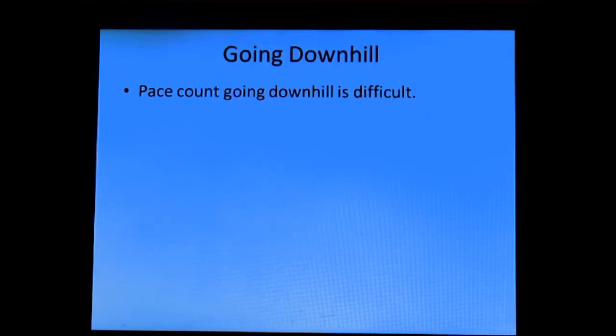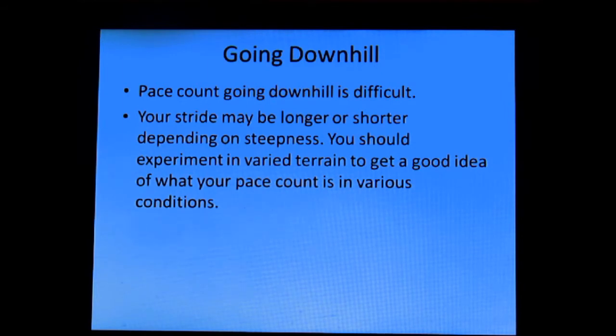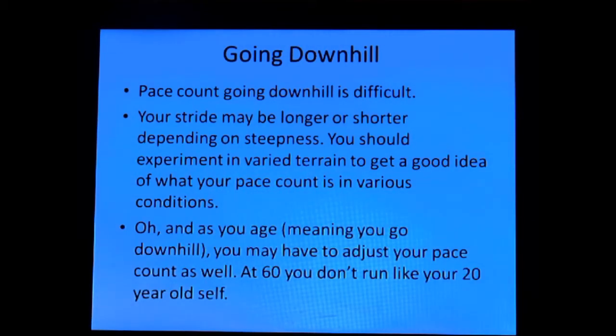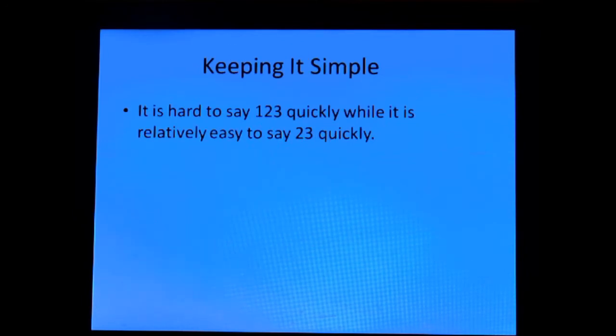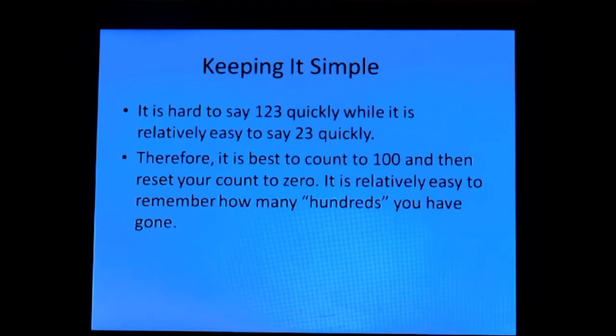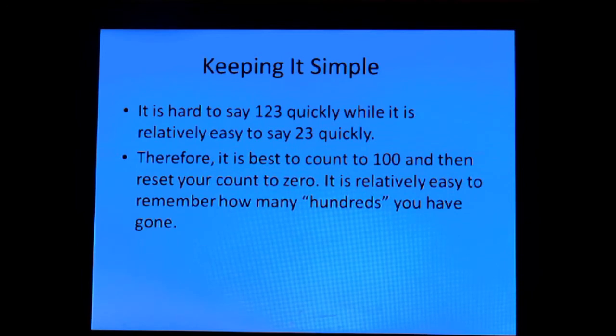Pace count going downhill is difficult. Your stride may be longer or shorter depending on the steepness. You should experiment in varied terrain to get a good idea of what your pace count is in various conditions. Oh, and as you age, meaning you go downhill, you may have to adjust your pace count as well. At 60, you don't run like your 20-year-old self. It's also hard to say 123 quickly, while it is relatively easy to say 23 quickly. Therefore, it's best to count to 100 and then reset your count to 0. It's relatively easy to remember how many hundreds you've gone.